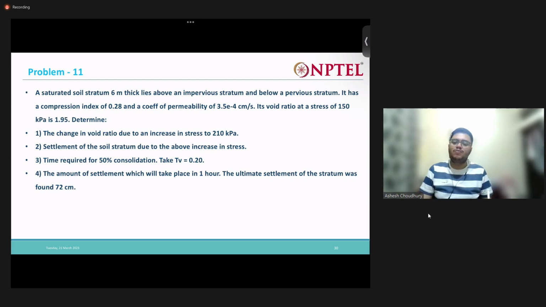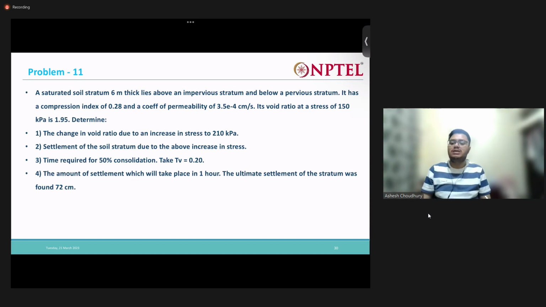It has a compression index of 0.28 and a coefficient of permeability of this much. Cc is given, and k is given. Its void ratio at a stress of 150 kPa is 1.9. We need to determine the change in void ratio if the stress is increased to 210 kPa. Also, we need to determine the settlement of the soil stratum due to this increase in stress from 150 to 210.